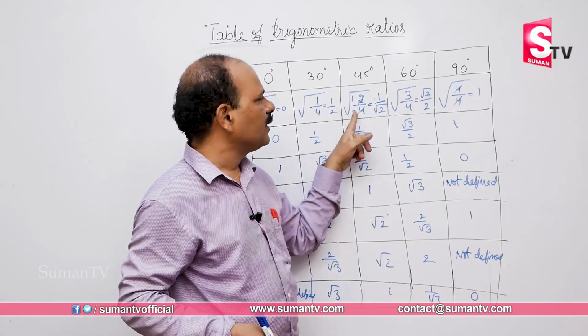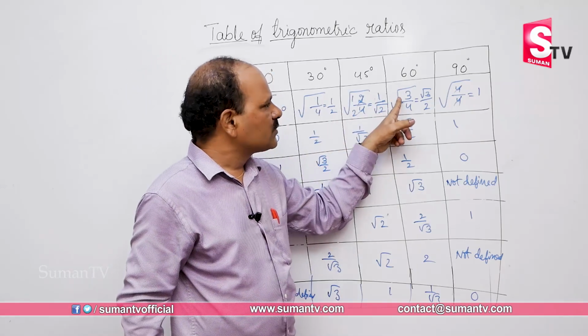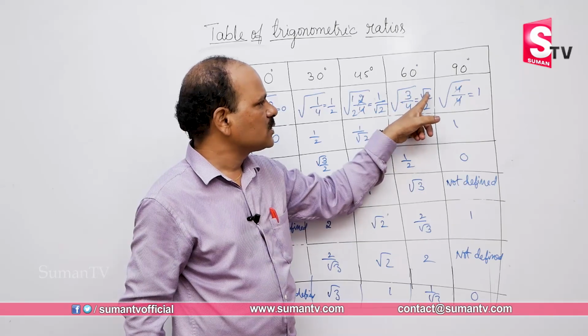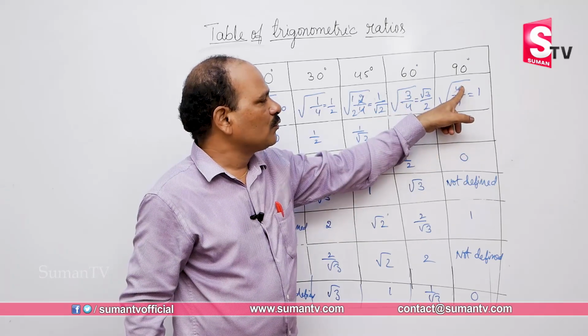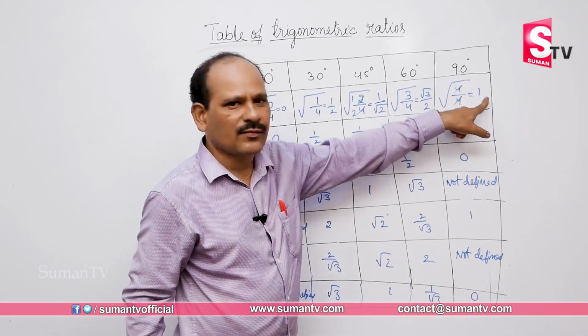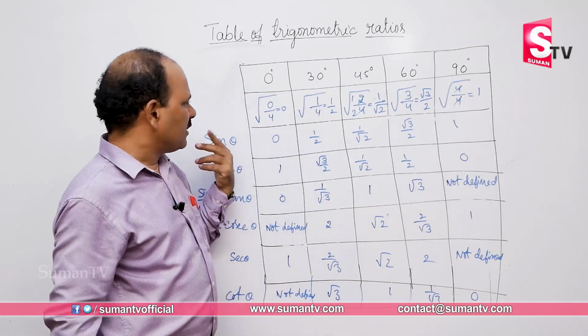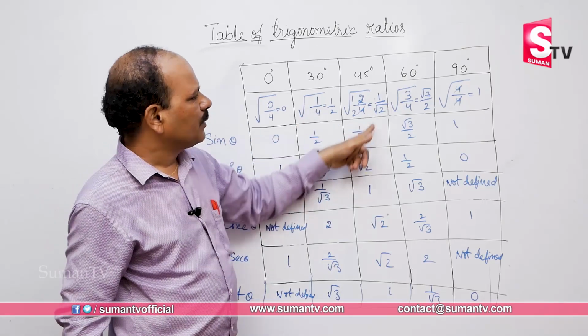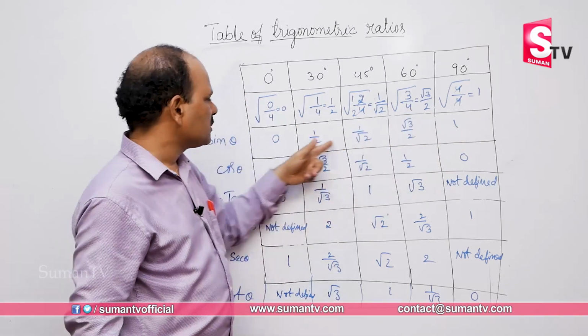The square root of 1 by 2 is equal to 1 by root 2. Square root of 3 by 4 is root 3 by 2. Square root of 4 by 4, after cancellation, becomes 1. Square root of 1 is 1. Sine values: 0, 1 by 2, 1 by root 2, root 3 by 2, 1. These are all sine values.